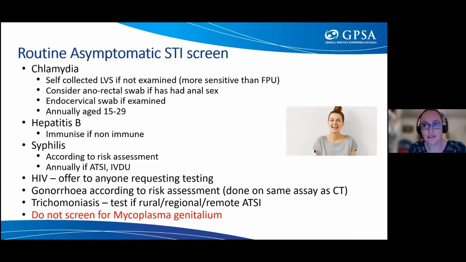But really for women, such as this case, we'd be looking to send them to the bathroom to do a self-collected low vaginal swab as our preferred option for screening for chlamydia, because it is actually a little bit more sensitive than a first pass urine. If she did on your questioning reveal that she was having anal sex, you could consider getting her to do a self-collected rectal swab. If you're examining her, so say she revealed that she had some postcoital bleeding or some abnormal discharge and you're popping a speculum in, then you could collect the swabs from the endocervix to screen for chlamydia on that swab.